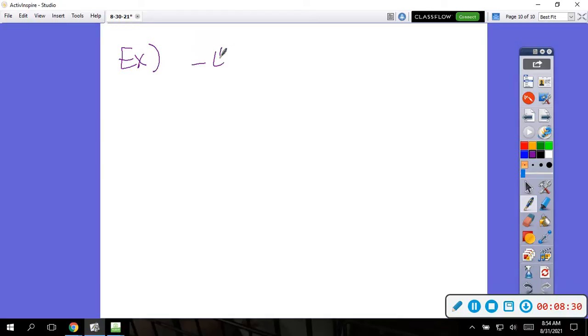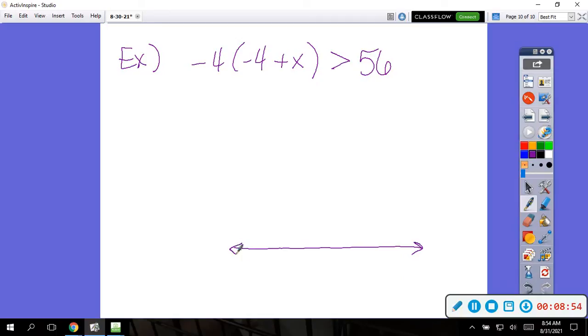Okay, so I've got a number, and then parentheses, and I've got my inequality symbol, and then a number. So what this means is that -4 times (-4 plus x) has to be greater than 56. Okay? So after we solve it, we're going to put our answer on a number line. But we save that till last because you can't put it on a number line until you have a number. Okay? So let's think about our order of operations. We're solving, remember PEMDAS, but we're working backwards.